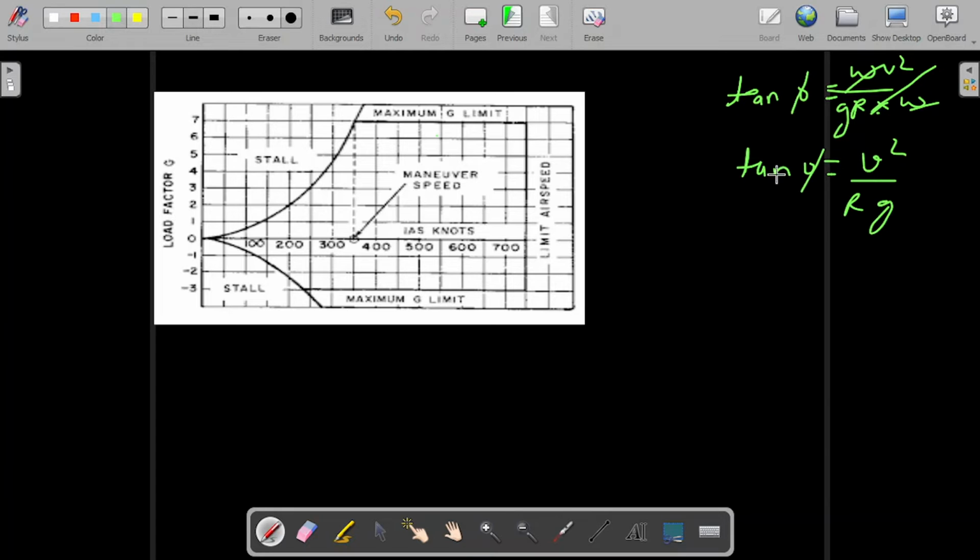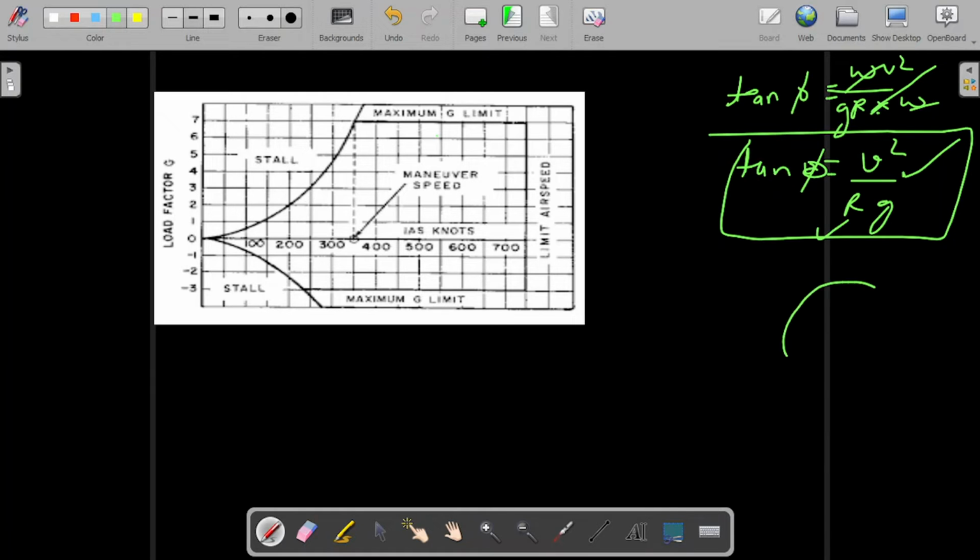From this equation we can understand that phi is the correct banking angle, as in if the aircraft is making a turn in a controlled manner, with no slip, the aircraft is not slipping inside or outside. So for a correct banking angle, there is a specific velocity and radius. If we reduce the radius, as I've drawn on the previous page, then the aircraft has to go at a higher speed.